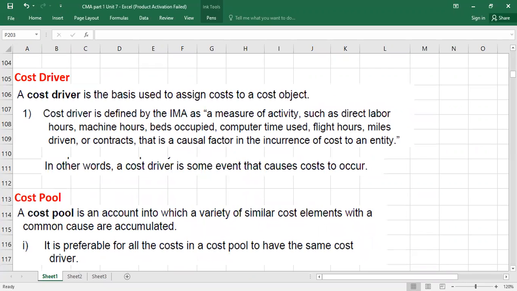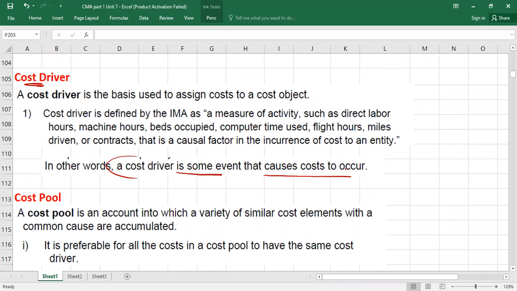Second definition. Another definition that is called what? Cost driver. Okay, how can you define it? First of all, I will read this definition which is written here, then I will give you examples. A cost driver is some event, or you can say some factor, or something that causes cost to occur.